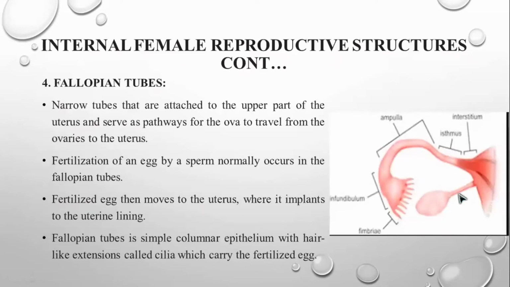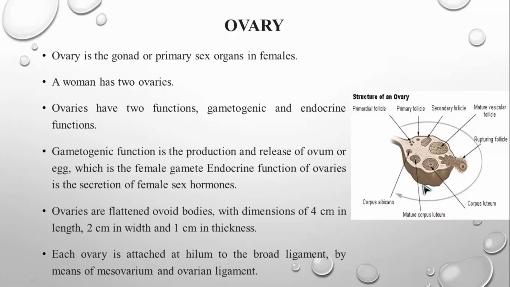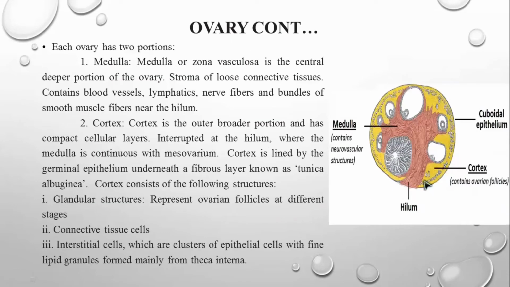This is the ligament that holds the ovary tightly on either side of your uterus. Each ovary has two portions: one is the medulla and the other is the cortex. Just like the two layers of the kidney that we have seen, the ovary has two layers. The center one is the medulla, and the outer one, the yellow color, is your cortex.